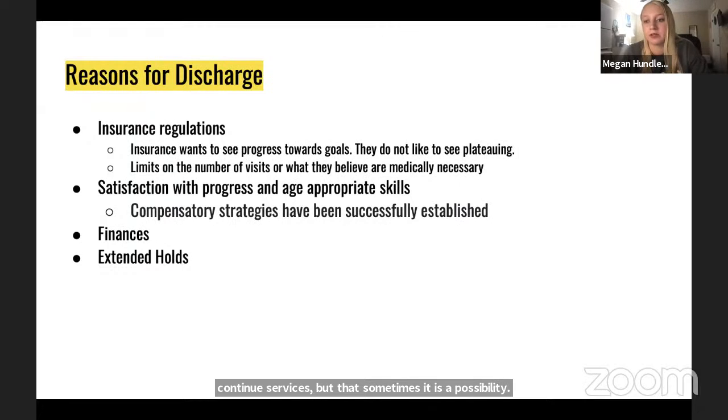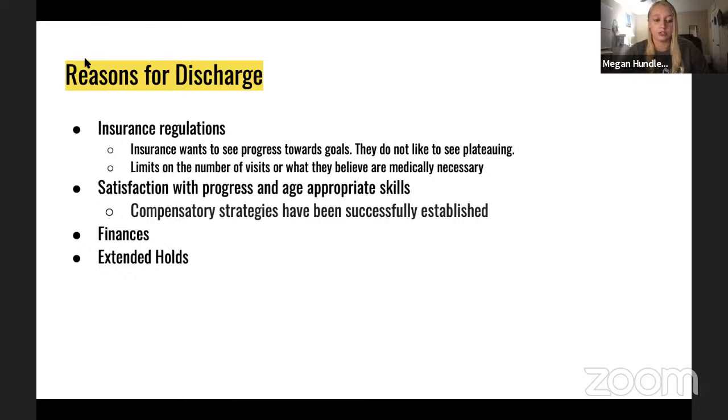I will say, typically, when there is an autism diagnosis, we're able to request more visits. So that has been very beneficial. And then another reason for discharge, of course, is satisfaction with progress and age-appropriate skills. So sometimes we discharge when our compensatory strategies, so strategies that we're teaching the children and the parents to use, have been successfully established, and we feel, and the parents feel, and the client feels that they're ready, might be a time that we go ahead and discharge.